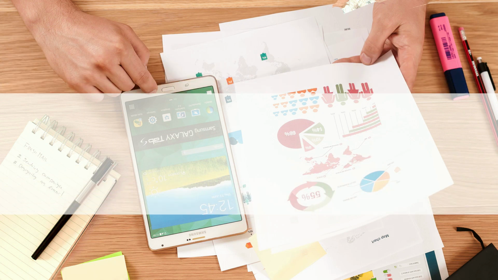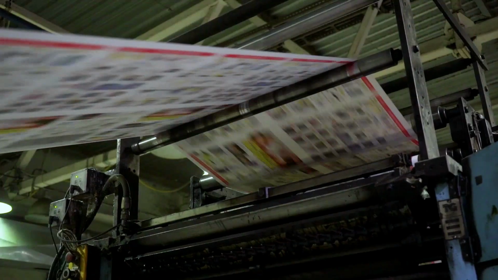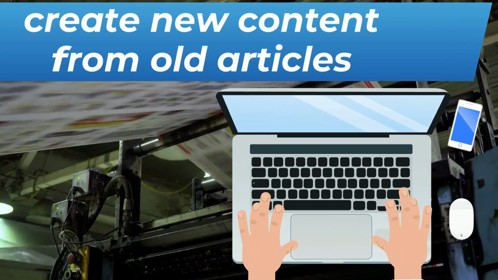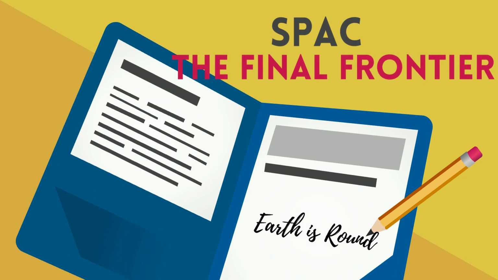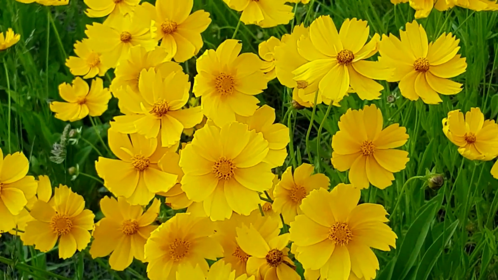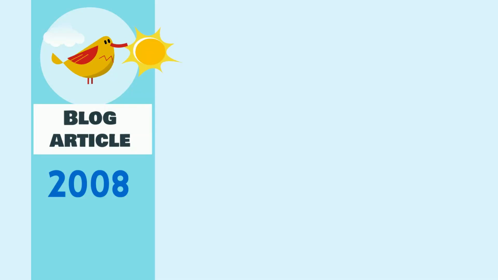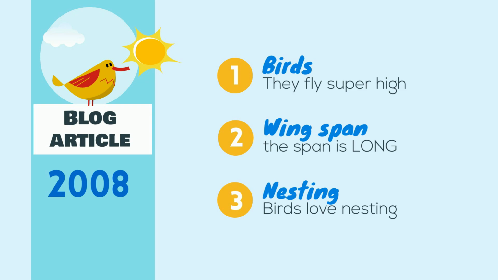Just get creative and use what you already have. You can create new content from old articles or old blog posts. Here's some cool ideas. You can turn a video into a blog article, or you can turn your blog article into a video. You can take an idea or two from old blog articles and build on it to create more detailed content about that topic.